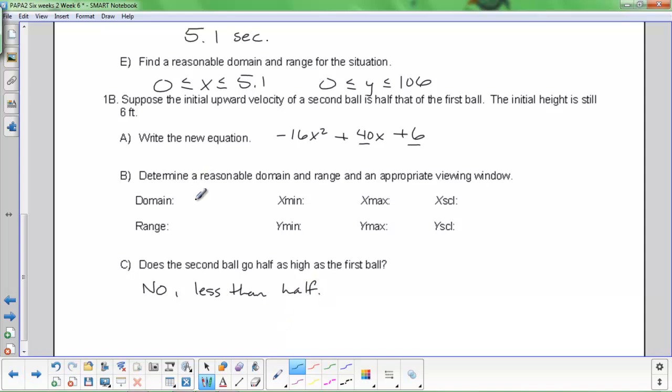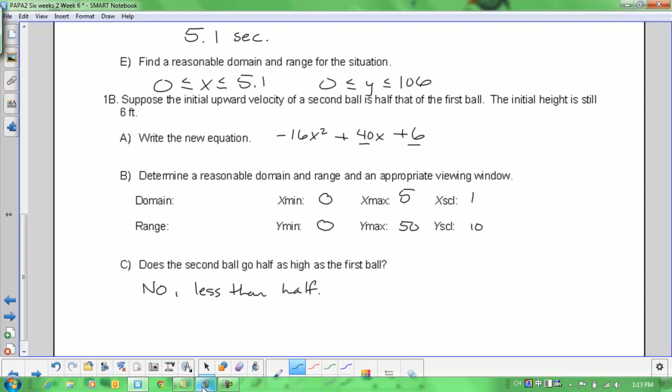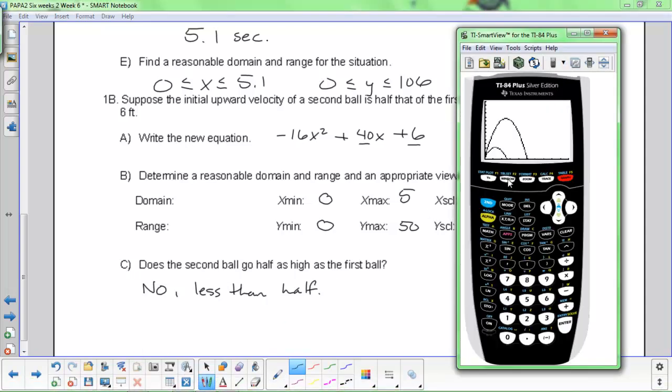Our domain and range is going to be changed slightly, but the way that you find it is no different. So we'll go ahead and do that after we change our viewing window. So that's going to be 0. Remember, real life examples. Let's go ahead and change the Y max to 50. As you can see, 5 was completely appropriate for the x, as well as 50. And our scale for counting on both will still be 1 and 10. Change your window down to 5. And graph.